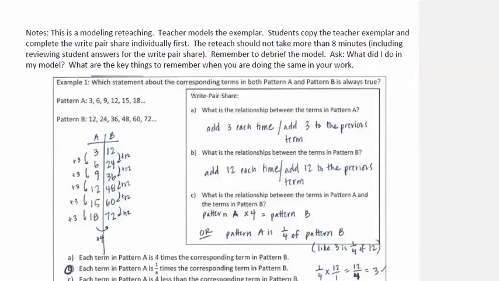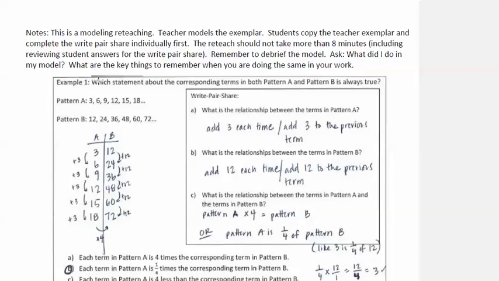So you switch into your teacher think aloud voice, so vary your tone, right? As you read the first example: Which statement about the corresponding terms in both pattern A and pattern B is always true? Pattern A: 3, 6, 9, 12, 15, 18, and pattern B: 12, 24, 36, 48, 60, 72.